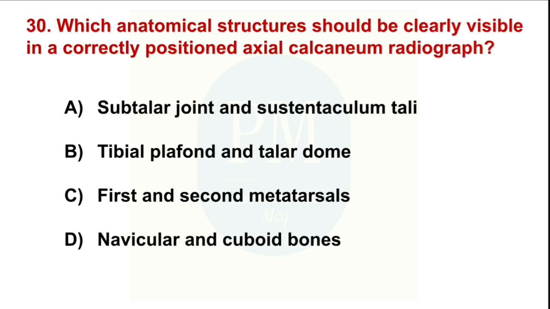Which anatomical structures should be clearly visible in a correctly positioned axial calcaneum radiograph? Option A, subtalar joint and sustentaculum tali. Option B, tibial plafond and talar dome. Option C, first and second metatarsal. Option D, navicular and cuboid bone. The correct option is option A, subtalar joint and sustentaculum tali.